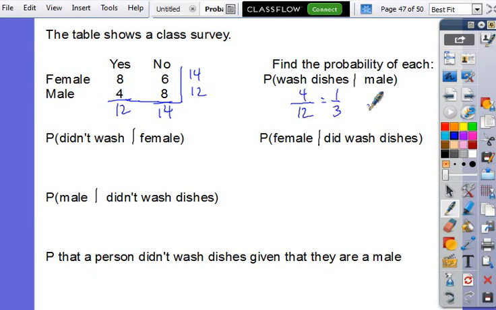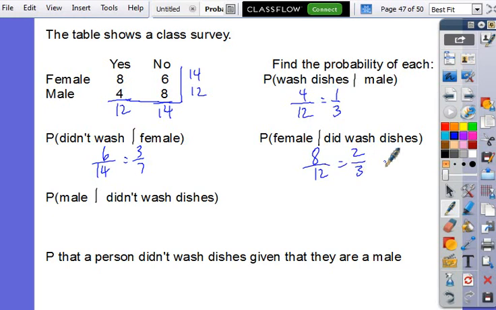Alright. Didn't wash, given that they're female. So I'll start with how many females I have. That's 14. Of those, how many did not wash? Should be the 6. So we get 3 over 7. Alright, next one, probability of female, given that they did wash the dishes. So how many did would be 12. Of those, how many are female? 8. Should be 2/3.